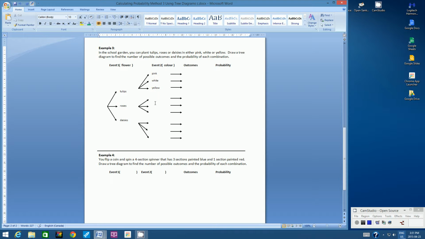Okay? And once you get this set of 3, they're going to repeat on the other 2 sets of 3 branches. Okay, so we're going to have a repeat of pink, white, and yellow. And that's also going to repeat down here in the lowest set of branches. We have pink, white, and yellow.